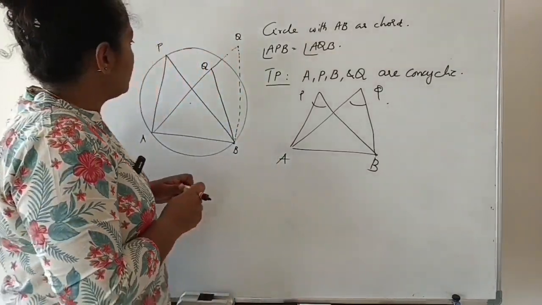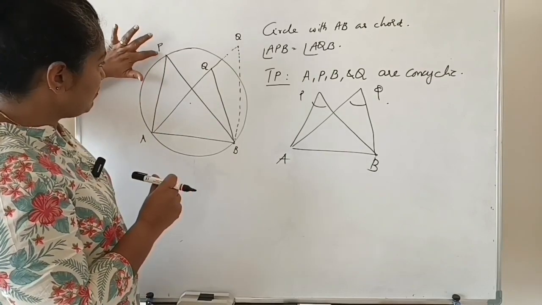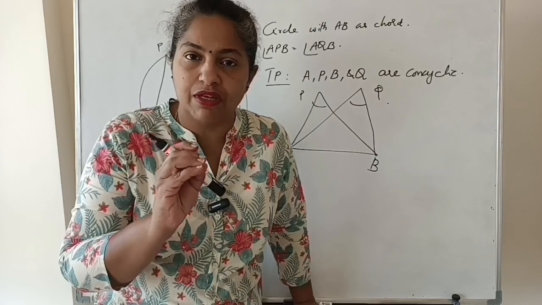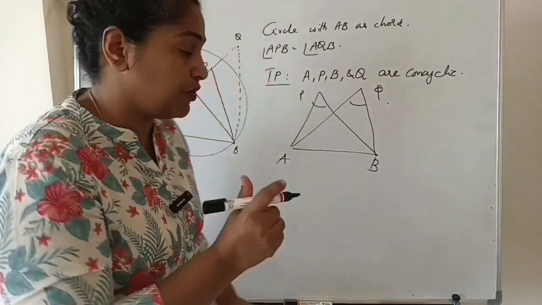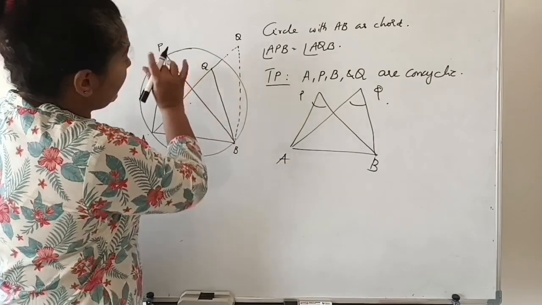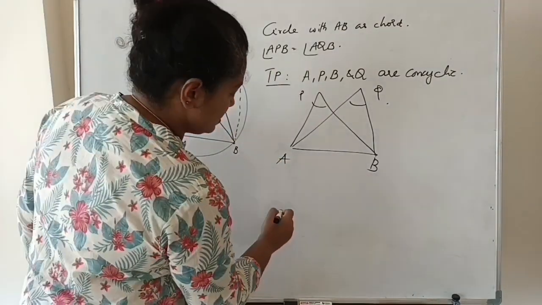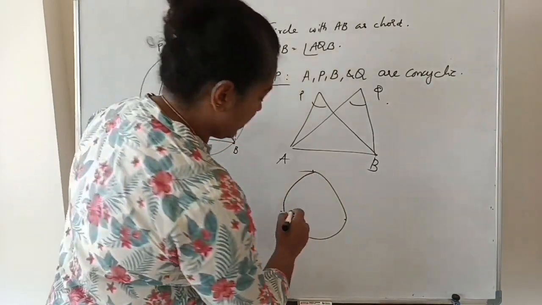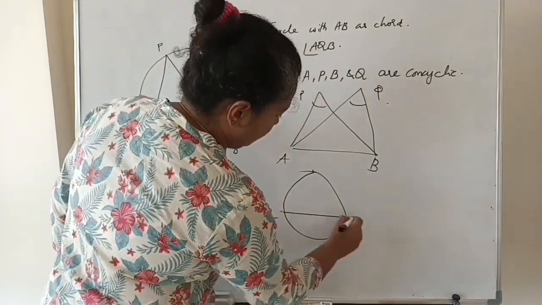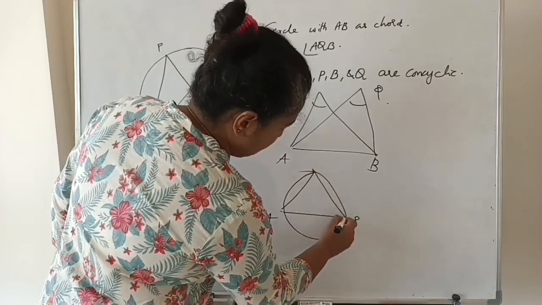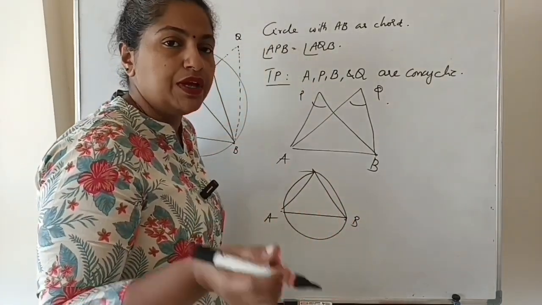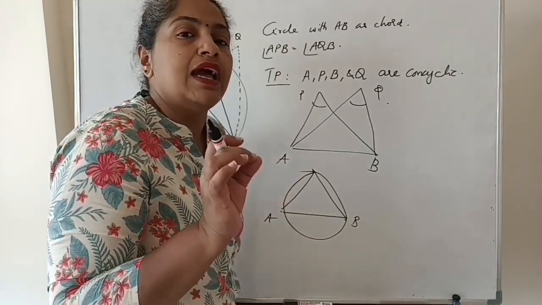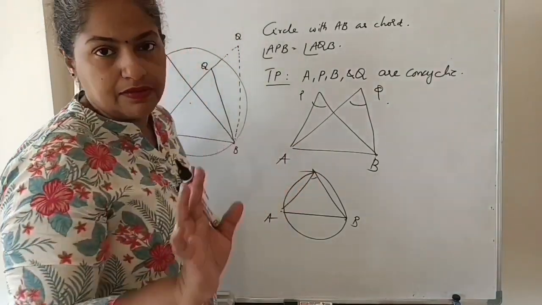Now I have drawn the diagram. This is our circle and this is our point P. You know that in order to draw a circle, we need at least 3 non-collinear points. So I am taking A, B and P as 3 non-collinear points through which I will draw a circle, and I am joining A and B by a chord. Here I have got angle APB. Now I need to prove that the point Q is also on this particular circle under the condition that angle AQB is equal to angle APB.